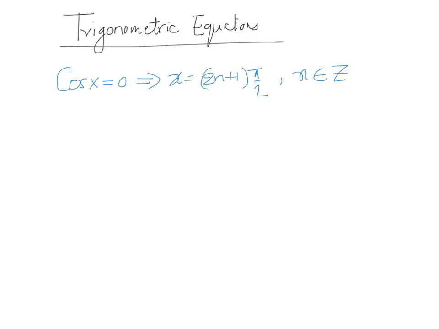And similarly we also know that the solution to the equation sin x equal to 0 is x equal to n pi, where n belongs to Z, that is, all angles which are integer multiples of pi satisfy the equation sin x equal to 0.